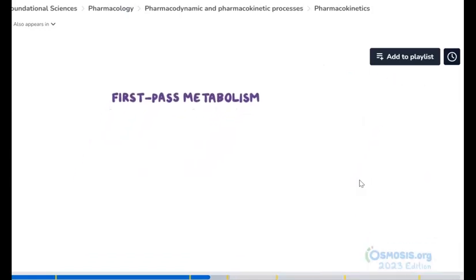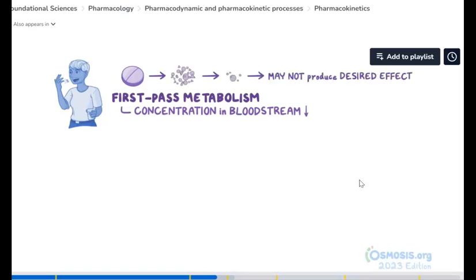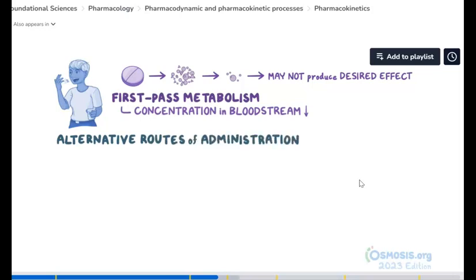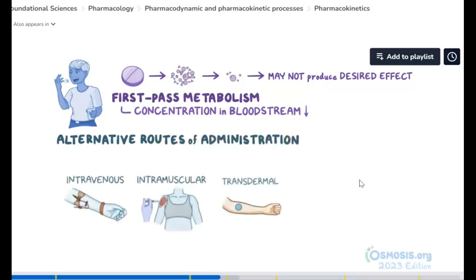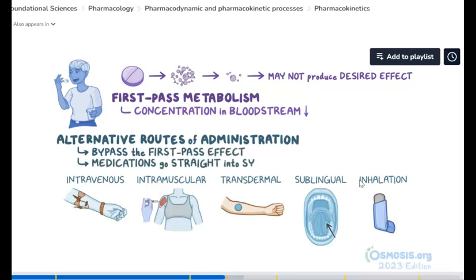This, however, means that if a medication is taken orally and it undergoes extensive first-pass metabolism, their concentration in the bloodstream can get so reduced that once they reach their site of action, they can't produce the desired effect. In that case, alternative routes of administration should be considered, including intravenous, intramuscular, transdermal, sublingual, or inhalational administration. What these do is bypass the first pass effect, allowing medications to go straight into the systemic circulation and produce their effect.